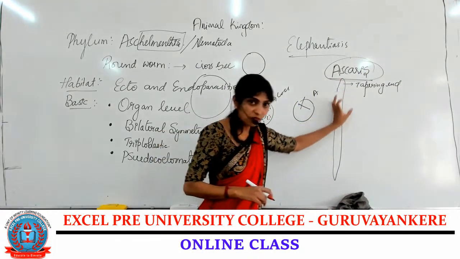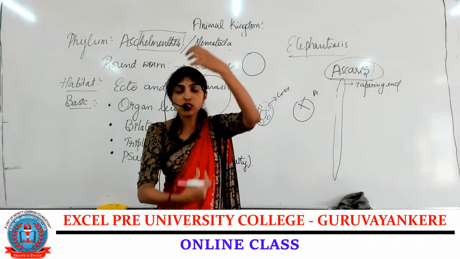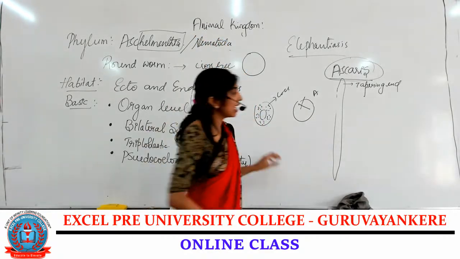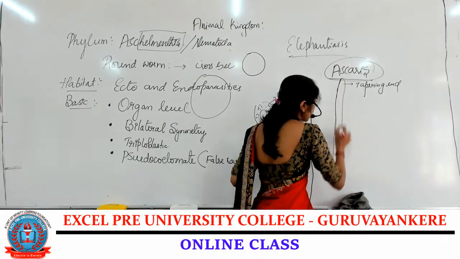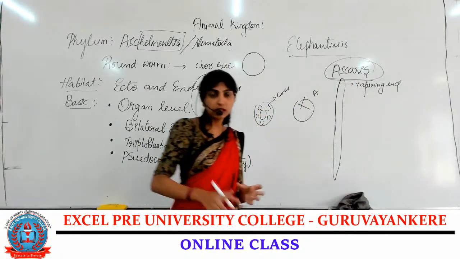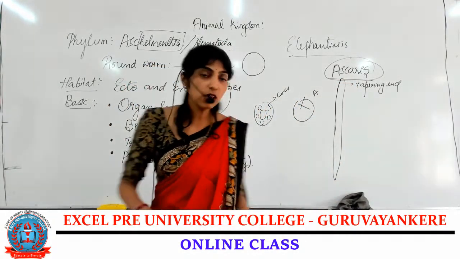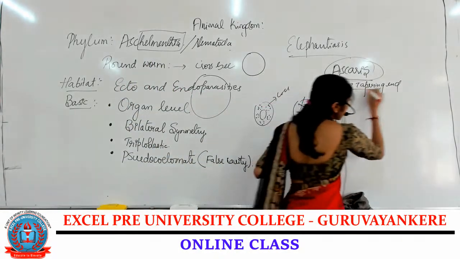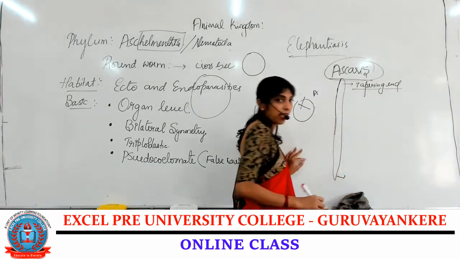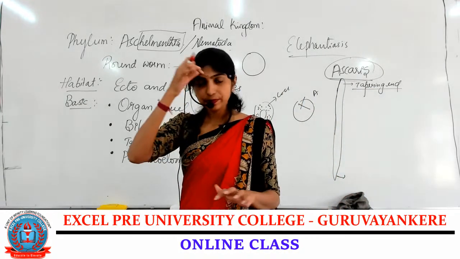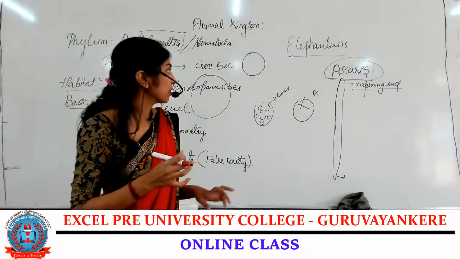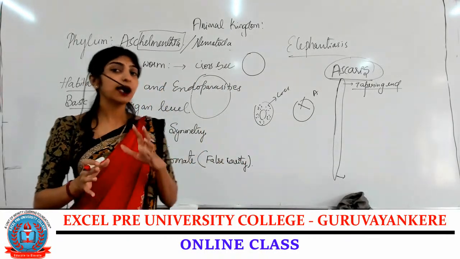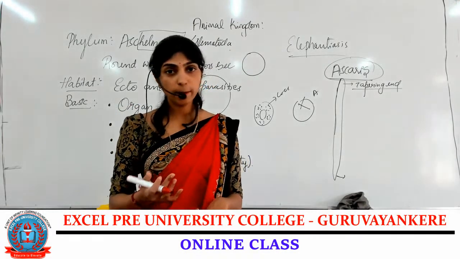Here I am speaking about Ascaris, the roundworm. The body of the organism is elongated. What is the meaning of elongated? Long worm. And cylindrical? Cylinder-like. They have a cylindrical structure, and both ends are tapering. This is about the phylum Aschelminthes, a simple phylum, or nematode.